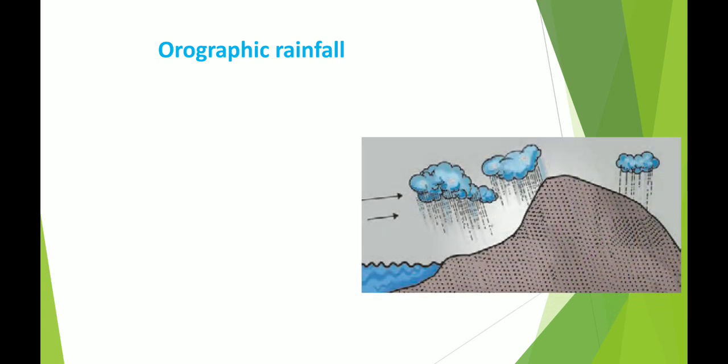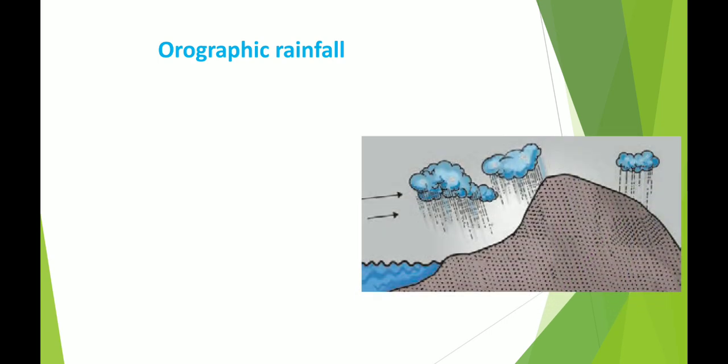Students, in the previous video we have learned about rainfall. There are three types of rainfall: convectional rainfall, orographic rainfall and cyclonic rainfall. First, we have already learned about the convectional type of rainfall. Convectional rainfall mainly occurs in the equatorial areas. So today we will start with the new type of rainfall, orographic rainfall.